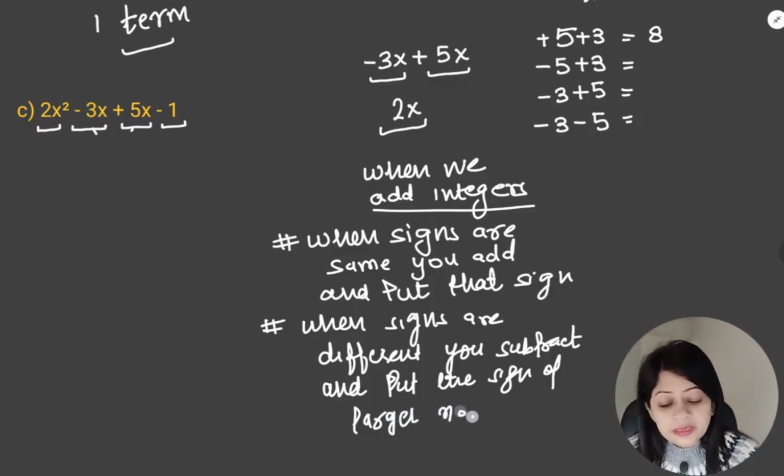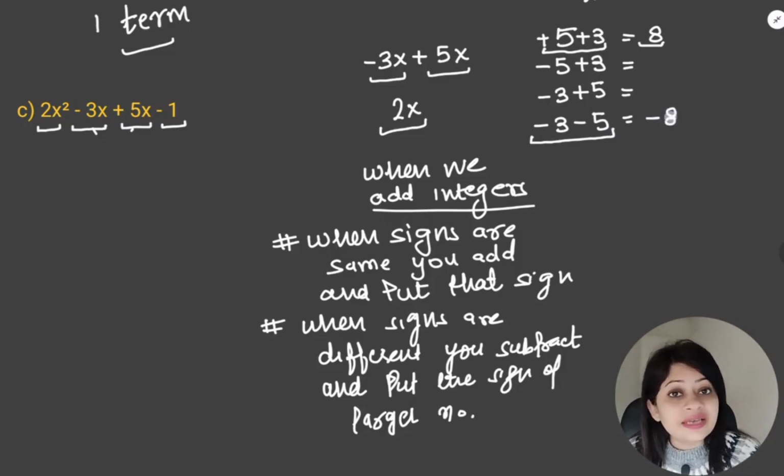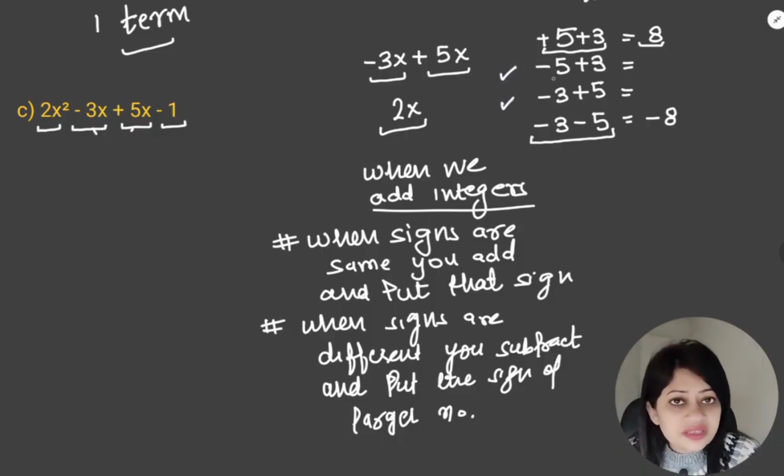How? Here signs are the same, plus 5 plus 3, so you added and wrote their sign only, plus 8. If you see here minus 3 minus 5, signs are the same. 3 is negative, 5 is negative, right? It would become minus 8. Because when signs are the same, what do we do? We add, right? Now you see these two cases. Here we have minus 5 plus 3. Here we have minus 3 plus 5.